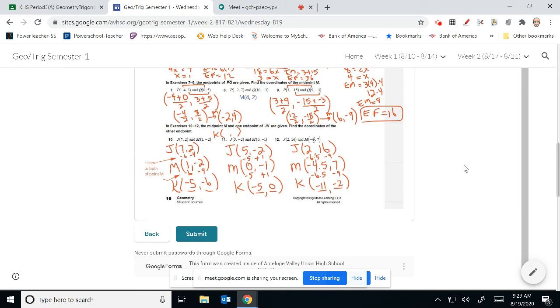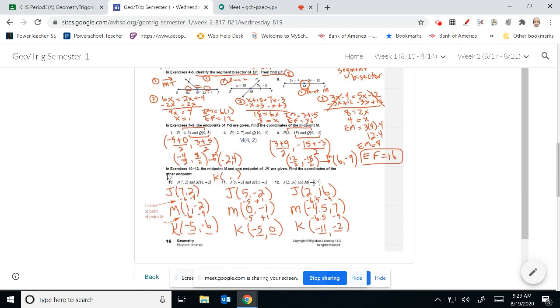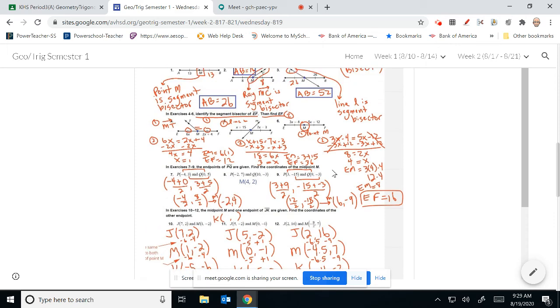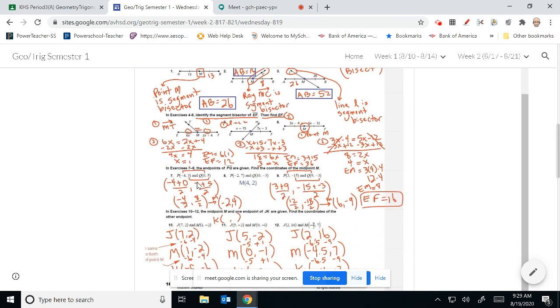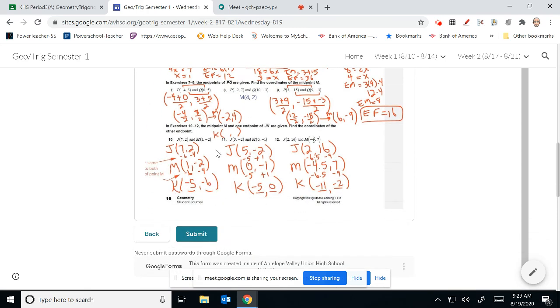Hit submit, and that gets you today's notes credit. You didn't have to show me the work. You have it here. You can write this into your journal if you want to. You'll get links for this if you want a complete journal. You have all this. It'll help you remember how to do the midpoint. It'll help you remember how to find another endpoint. Those two concepts come up. You're going to see them.